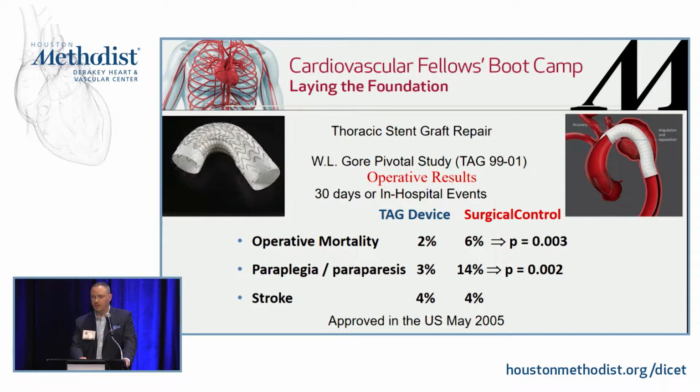So, how all this got started, mainstream in the U.S., was back in May of 2005. The first thoracic stent graft that came out was the Gore TAG device. Again, it decreased the mortality compared to open surgical controls from 6 down to 2%. The paraplegia rate was significantly less, and stroke rate was equivalent. So when I see patients that I'm thinking about treating with a TEVAR for a thoracic aneurysm, it's the rule of 5. So 5% mortality, 5% paraplegia, 5% stroke rate.